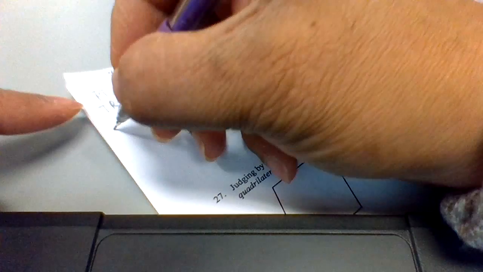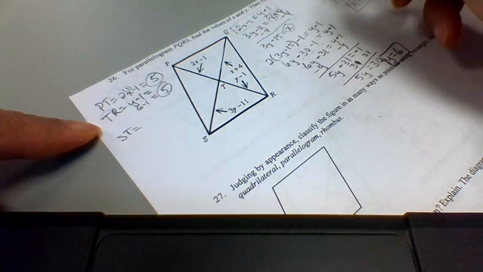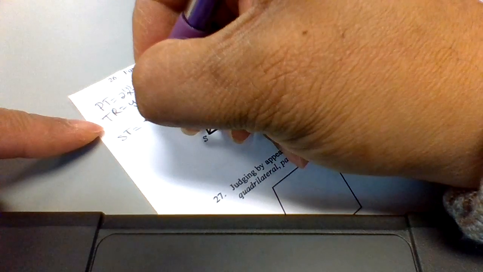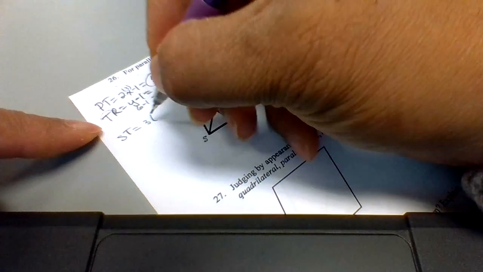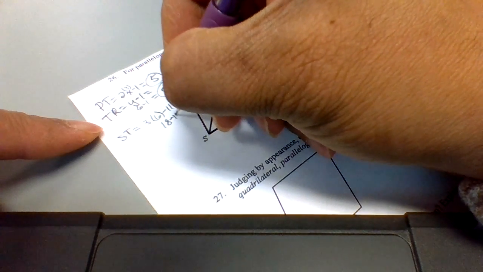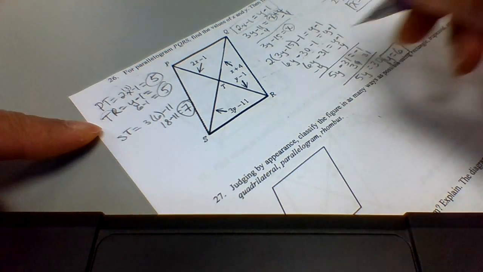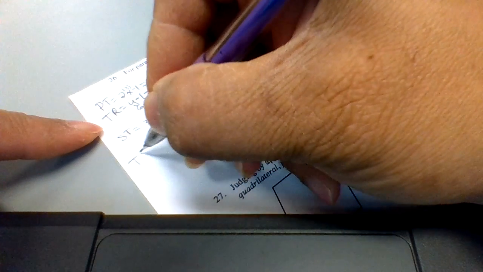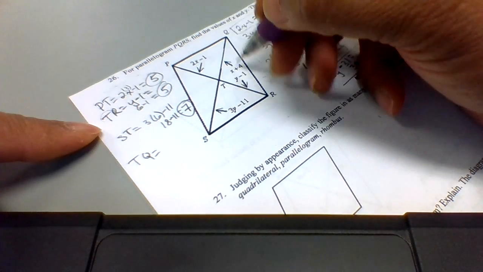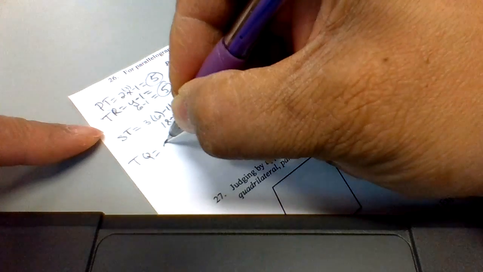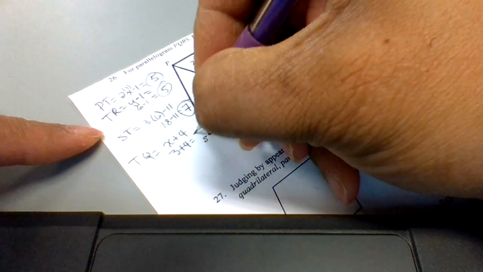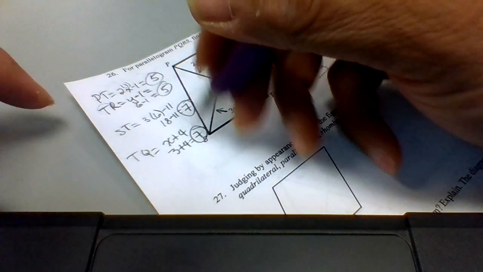And then ST, these two should be equal to each other if we did it right. ST is going to be 3y minus 11. So 3 times y, which is 6, minus 11. That's 18 minus 11, which gives me 7. And finding TQ, TQ is x plus 4, and x is equal to 3. So 3 plus 4 is equal to 7.